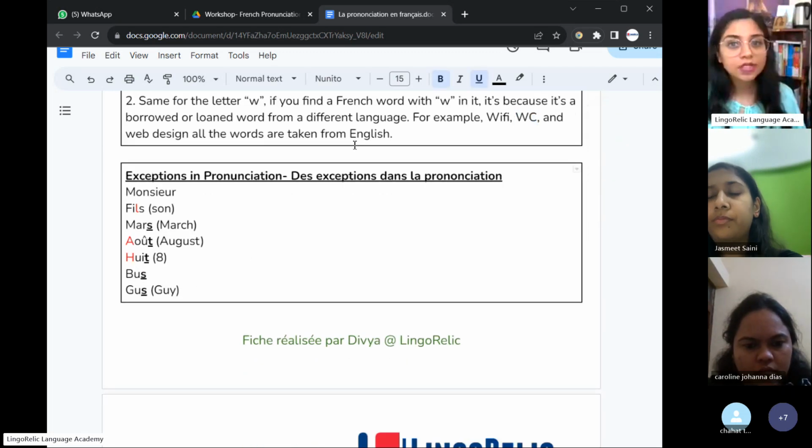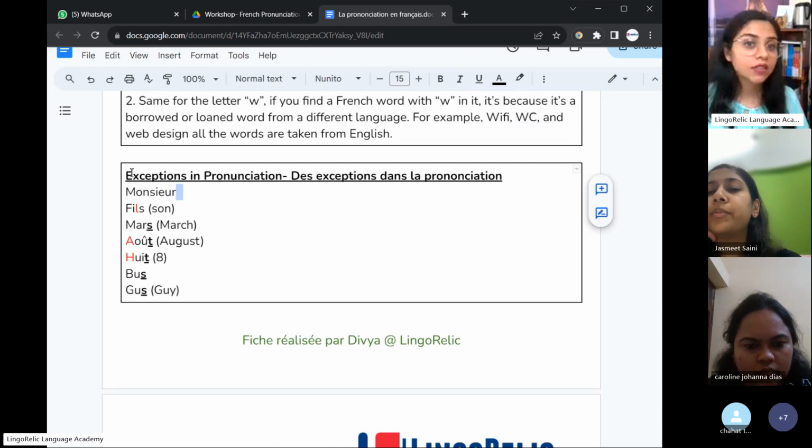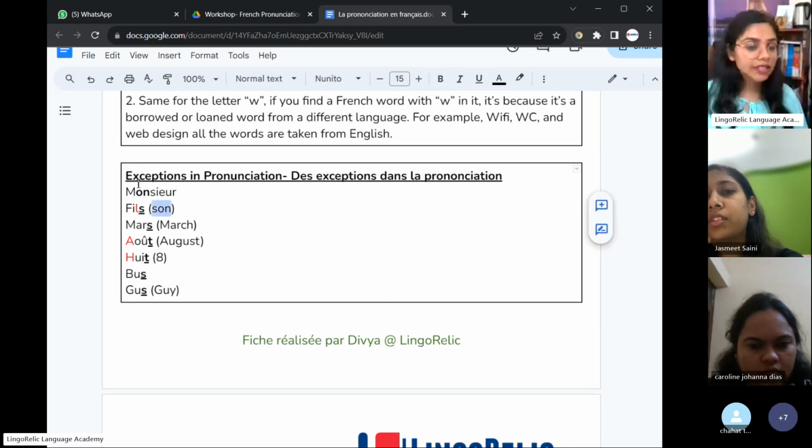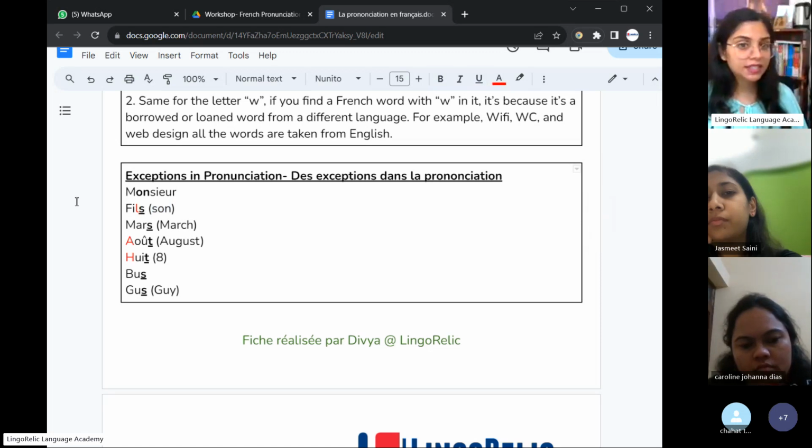Some exceptions in pronunciation. People ask me why a certain word is pronounced differently, like this word, monsieur. It's not pronounced as it is written, it's monsieur. Similarly, this word is called fils. It's not called fil, it's called fils, and it's the word for son. L is silent, S is sounded.